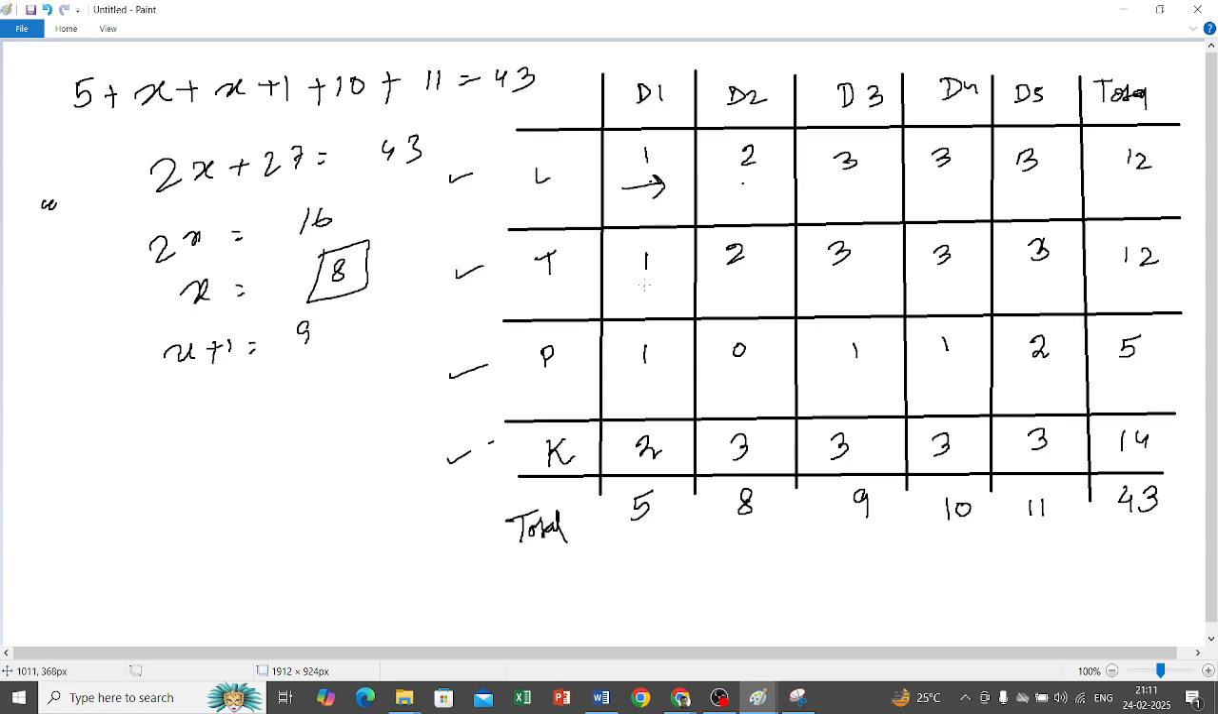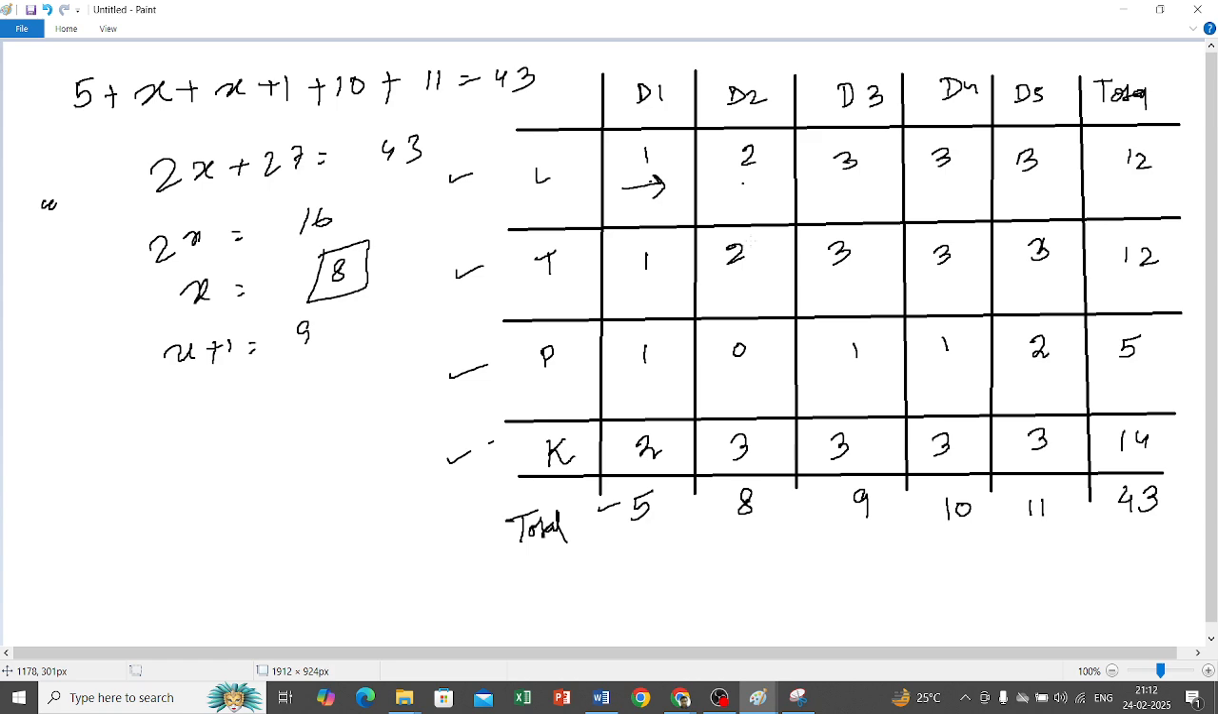1 plus 1 is 2, 2 plus 1 is 3, 3 plus 2 is 5. Correct. Let us check this one. 2 plus 2 is 4, 4 plus 3 is 7. But this is 8. So that is wrong. 3 plus 3 is 6, 6 plus 1 is 7, 7 plus 3 is 10. But this is 9. So that means it is still wrong. 3 plus 3 is 6, 6 plus 2 is 8, 8 plus 3 is 11. Correct. So that means we have to adjust D2 and D3.